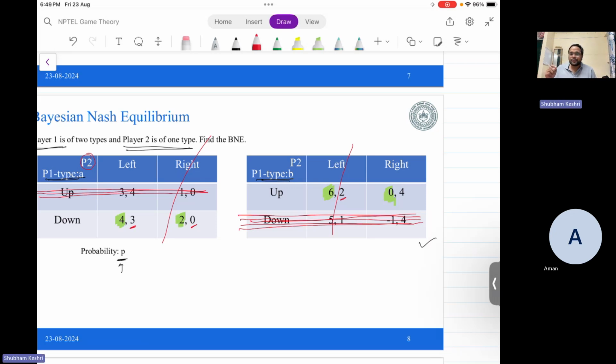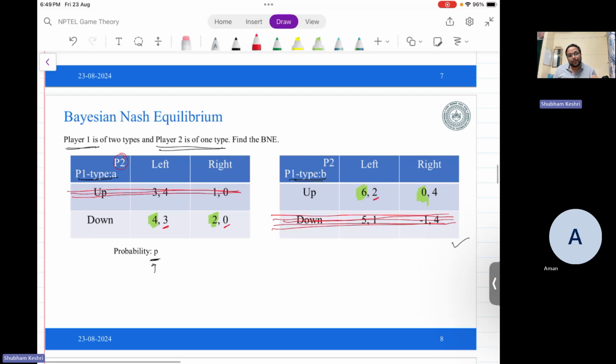So this dominated strategy which we had removed, like the iterated elimination of dominated strategies, you cannot do this for player 2. All right, so is this clear why we cannot do this for player 2? Because player 2 doesn't know if he is in game type A or game type B. But you could do this for player 1. Why? Because player 1 exactly knows if this game is of type A or type B. Therefore, you could do this for player 1.